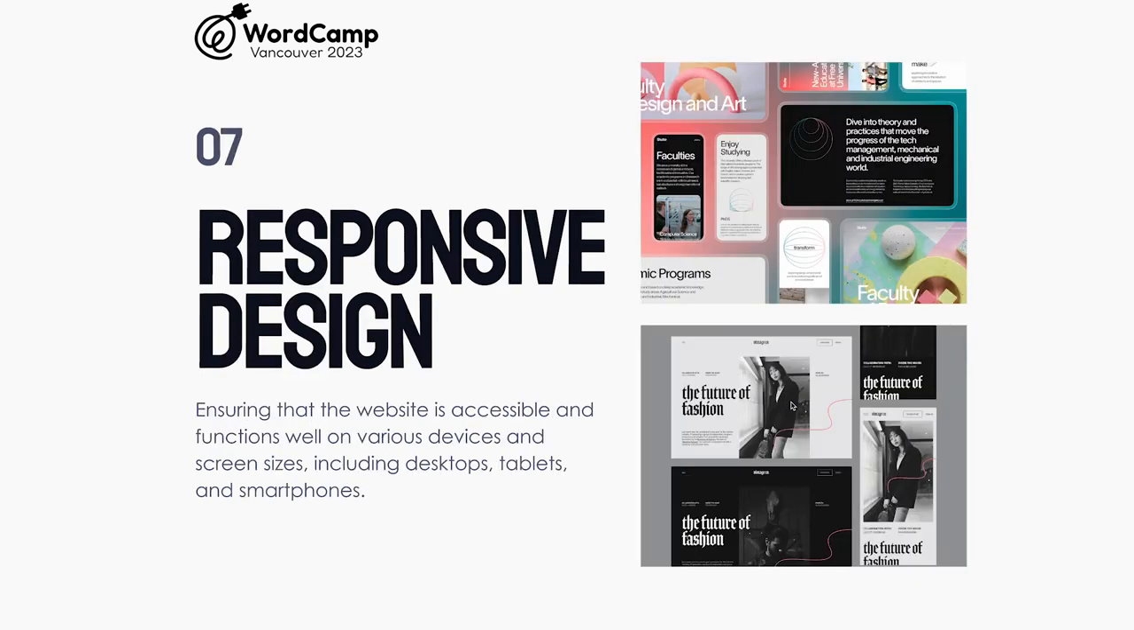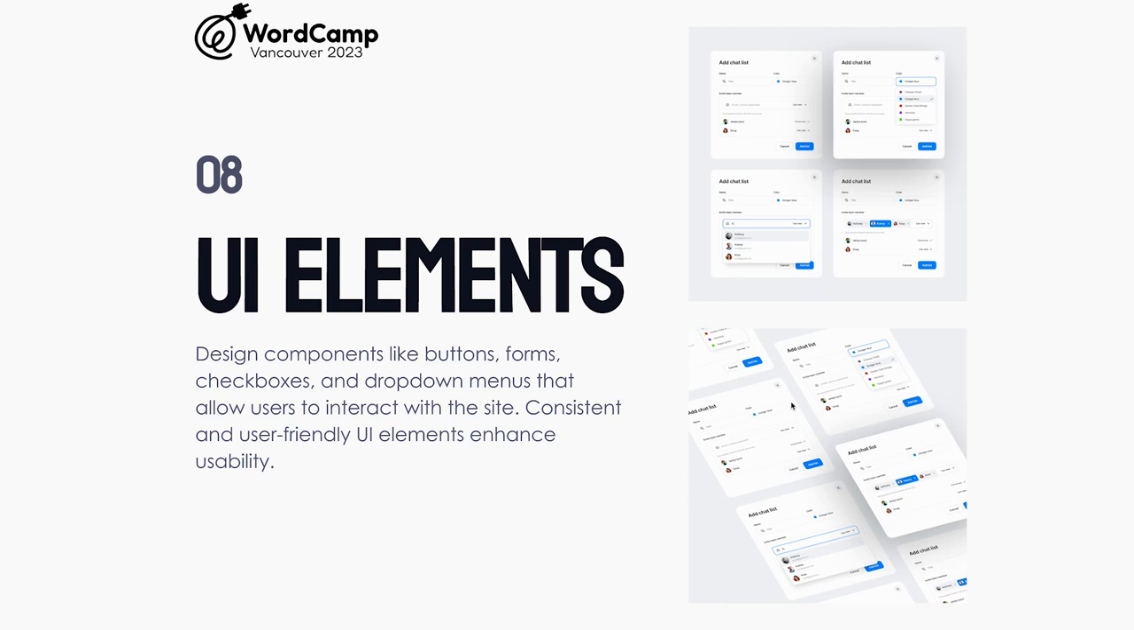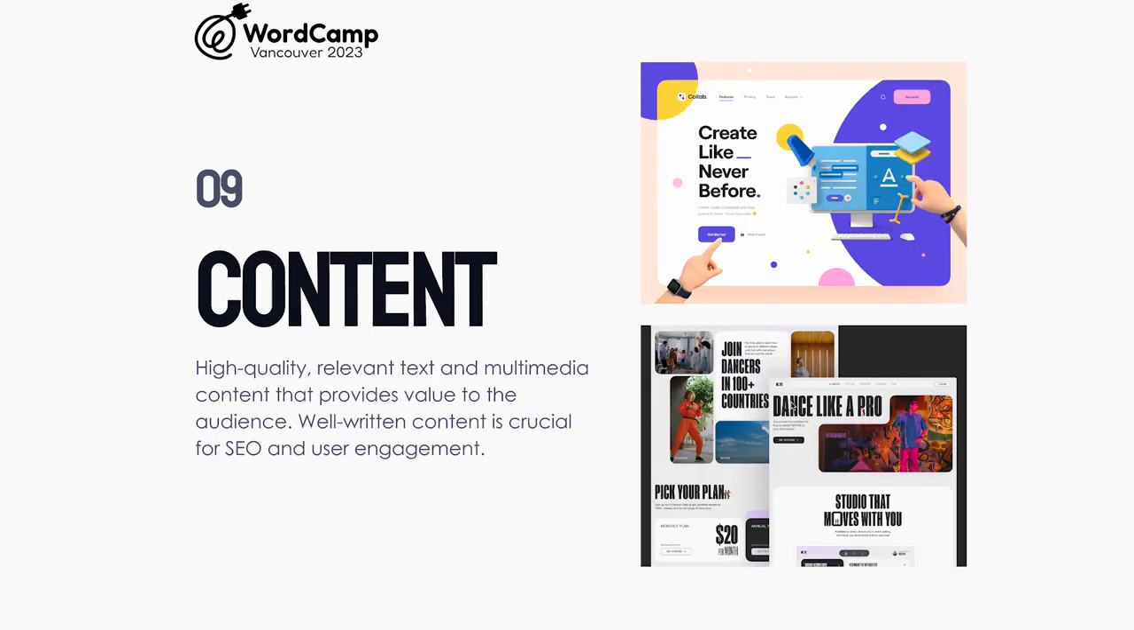Number seven, responsive design. Ensuring that the website is accessible and functions well on various devices and screen sizes, including desktops, tablets, and smartphones. Number eight, UI elements. Design components like buttons, fonts, checkboxes, and drop-down menus that allow users to interact with the site. Consistent and user-friendly UI elements enhance usability.